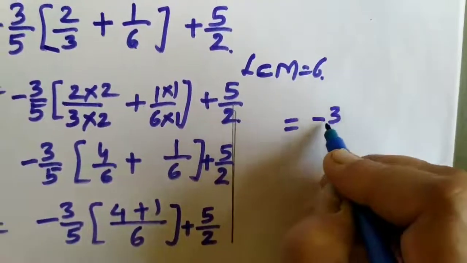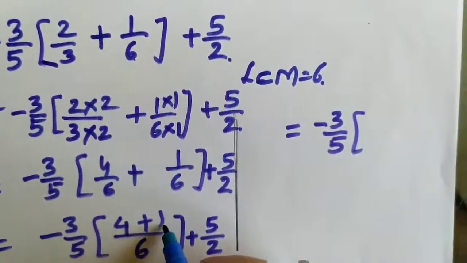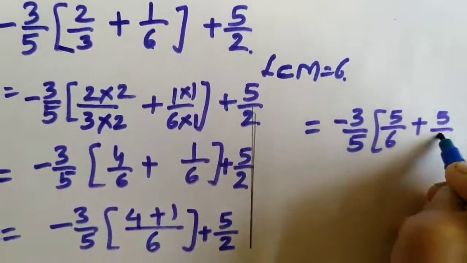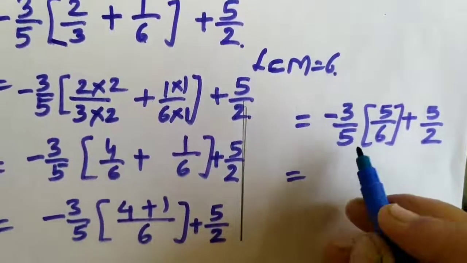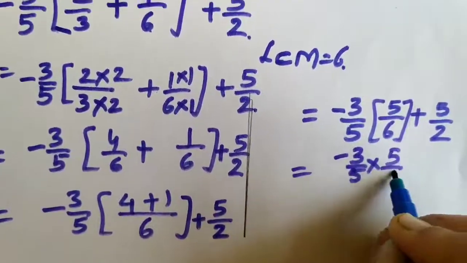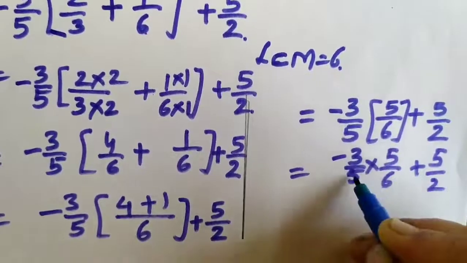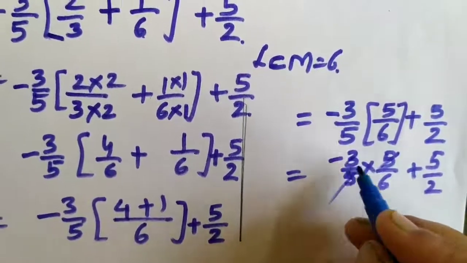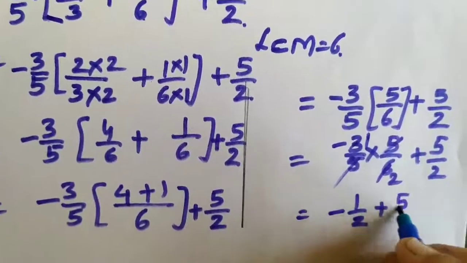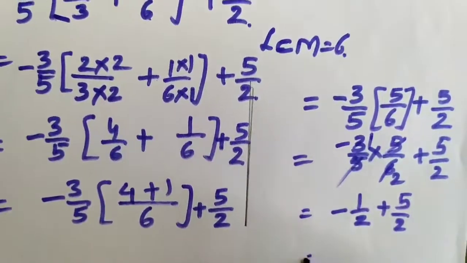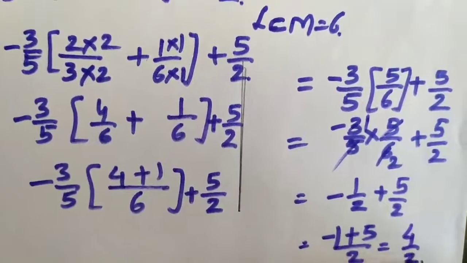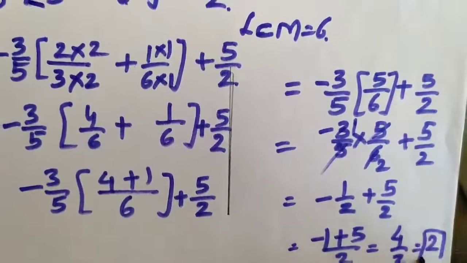minus 3 upon 5 into bracket 4 plus 1 will become 5 now. 5 upon 6 plus 5 upon 2, equal to minus 3 upon 5 into 5 upon 6 plus 5 upon 2. This 5 we can cut now and 3 1s are 3, 3 2s are 6. So minus 1 upon 2 plus 5 upon 2, minus 1 plus 5 upon 2, it will be 4 upon 2 equal to, the answer is 2.